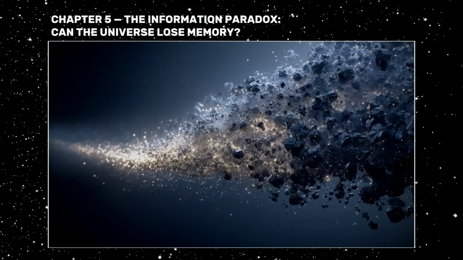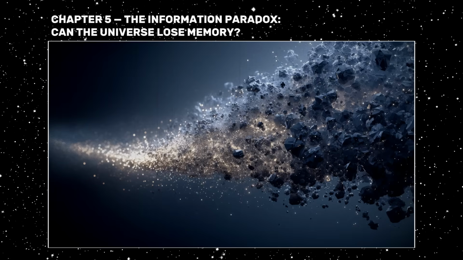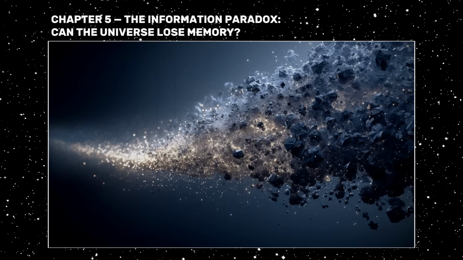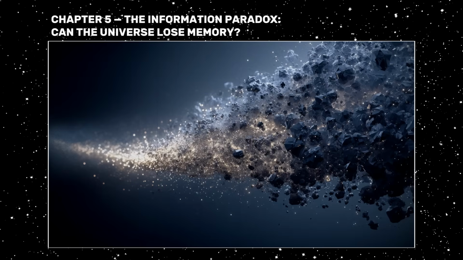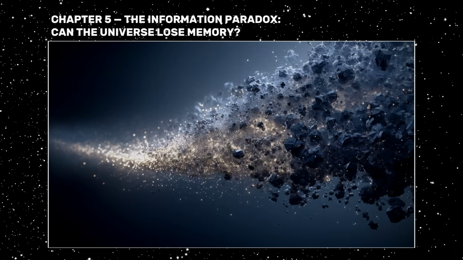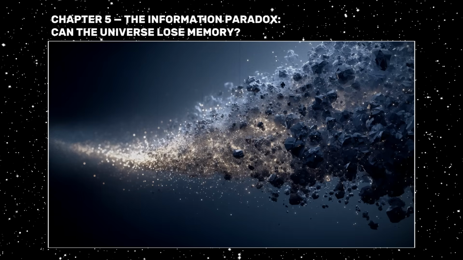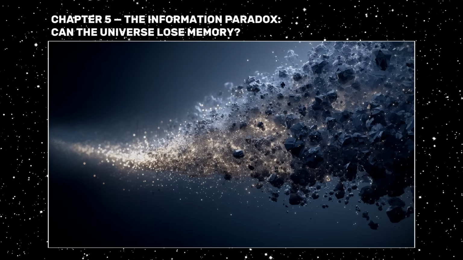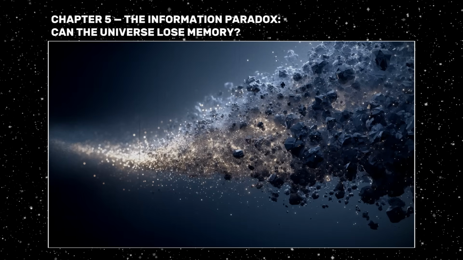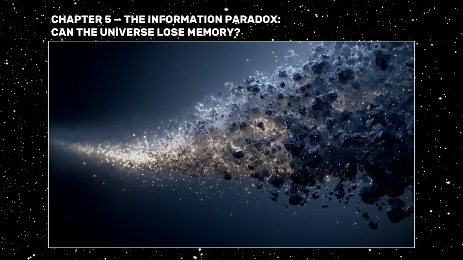Chapter 5. The Information Paradox. Can the Universe Lose Memory? When Stephen Hawking announced in the mid-1970s that black holes radiate, he also set off a conceptual earthquake. His calculation of thermal emission was accepted quickly, but the implications shook the foundations of physics. If black holes evaporate through Hawking radiation, and if that radiation is purely thermal, then all details about the matter that fell into the black hole are erased. When the black hole disappears completely, nothing remains to encode the lost information. The universe, it seemed, could forget.